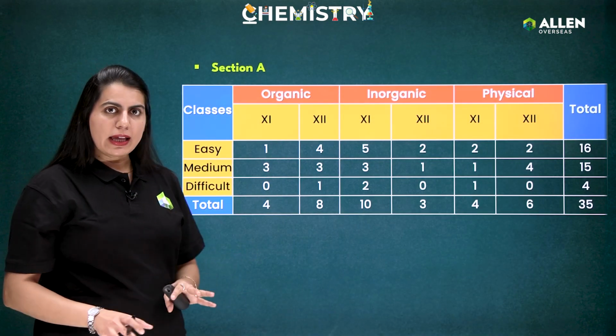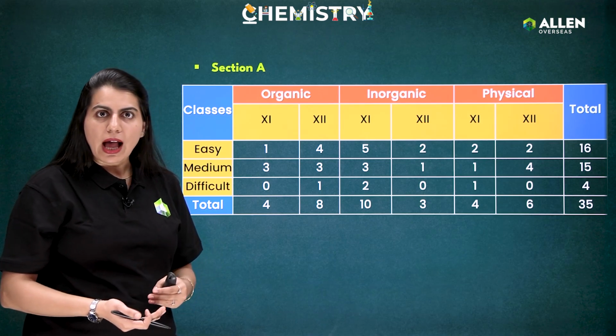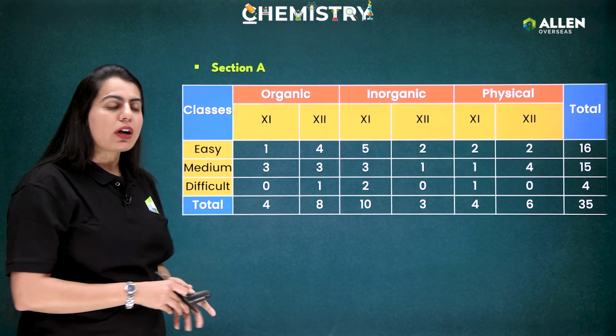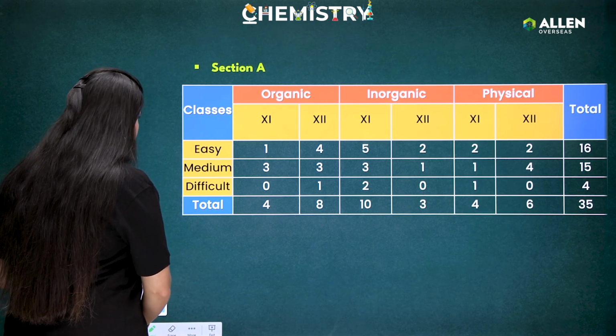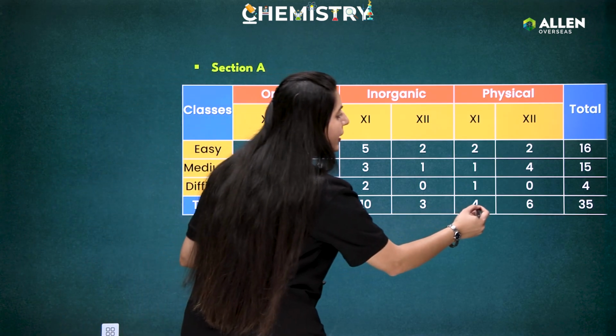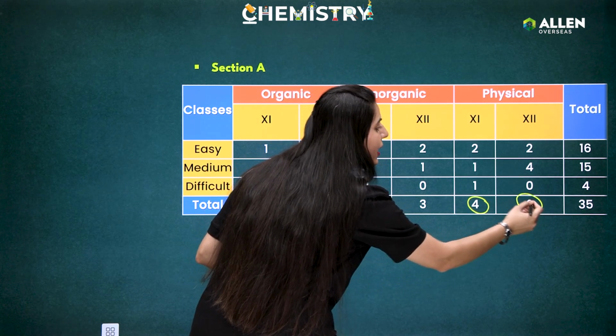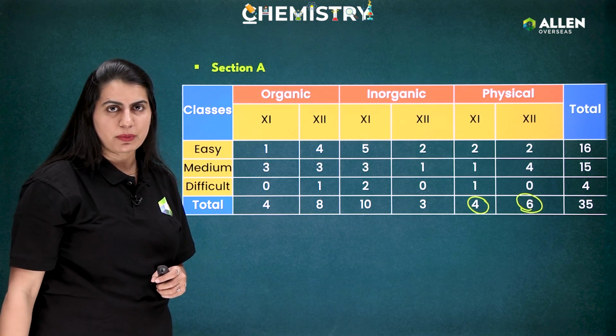Let's talk about section A, like how many questions were asked from all these three sections of chemistry. If I talk about the physical chemistry part, you can see that the weightage of class 11th was 4 questions. The weightage from class 12th was 6 questions which were being asked.